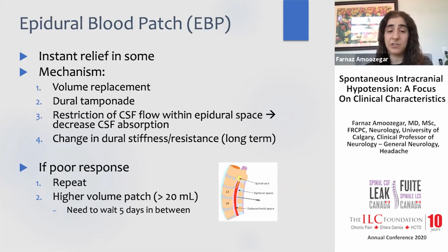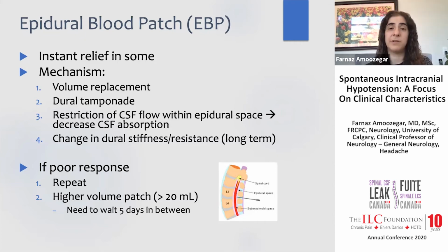Blood patches could potentially restrict CSF flow within the epidural space. And that might lead to decreased CSF absorption over time, which means that there's more volume around. And we think that long-term, probably there's some change in the dural stiffness or resistance as well. So the dura becomes a little bit tougher over time to try and mitigate future CSF leaks, or prevent them from happening again. But many patients don't respond, or they may respond only partially.